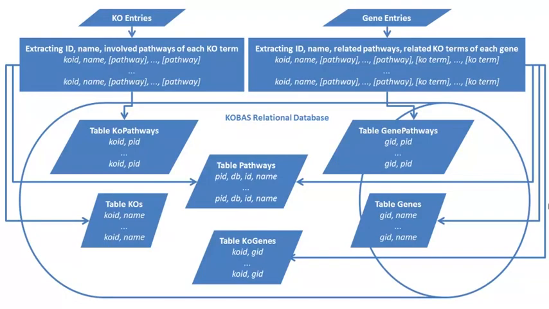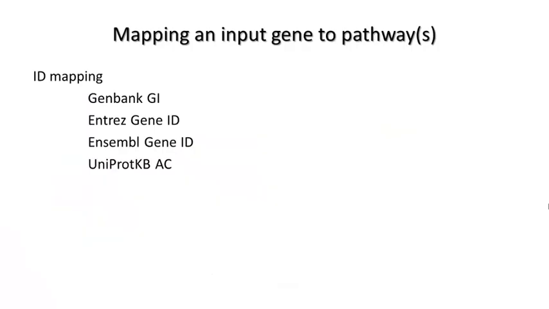Now, given the gene that you're interested in, how can you find out which pathways it is involved in? If your gene is a known gene in a well-annotated species such as human, mouse, and other model organisms, it is likely that the gene has already been annotated in KEGG. So you can use simple ID mapping. You provide the ID of the gene in the format of GenBank GI number, or Entrez gene ID, or Ensembl gene ID, or UniProtKB AC, and COBUS looks into its relational database to retrieve the pathway linked to the gene.